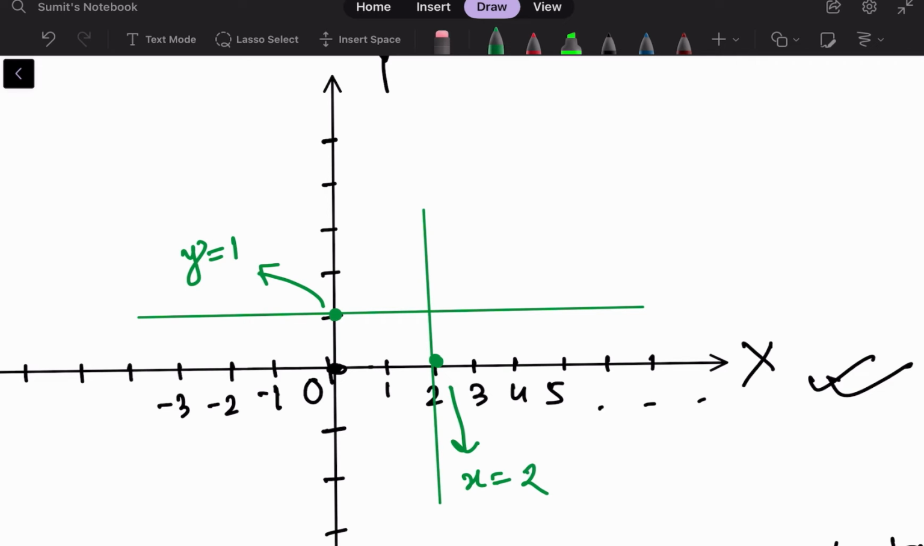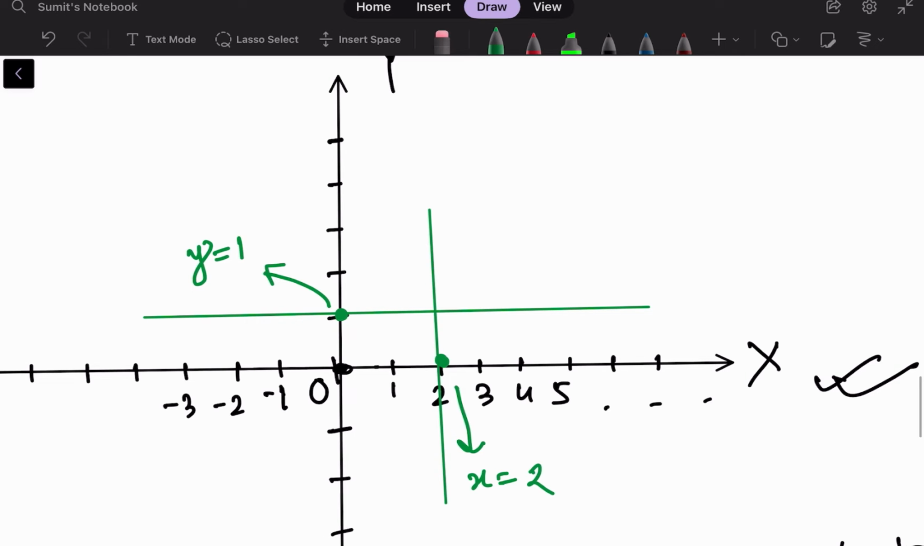We have drawn two perpendicular lines. These two perpendicular lines intersect at what point? At that point they intersect. This point will be called just x comma y. X comma y means first we have to write the x part, then we have to write the y part.